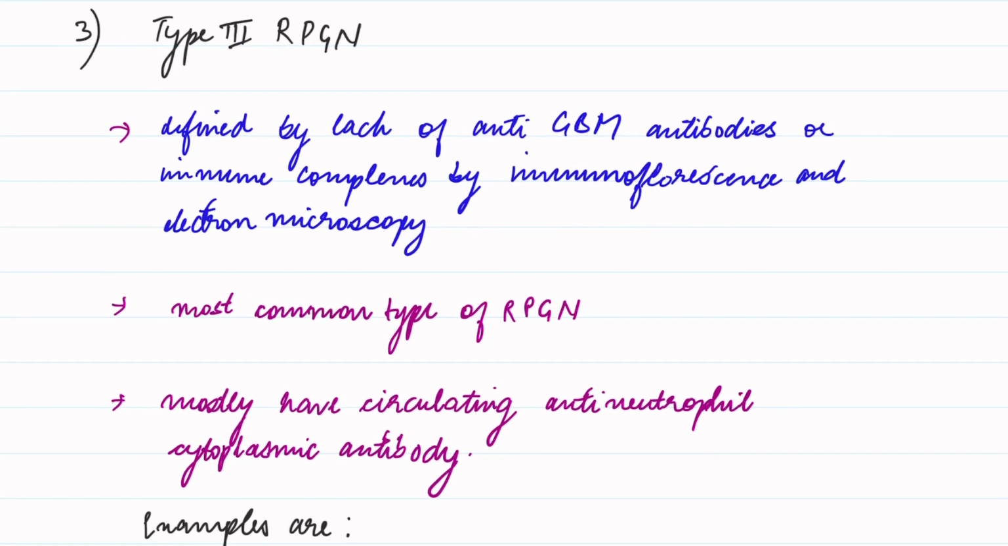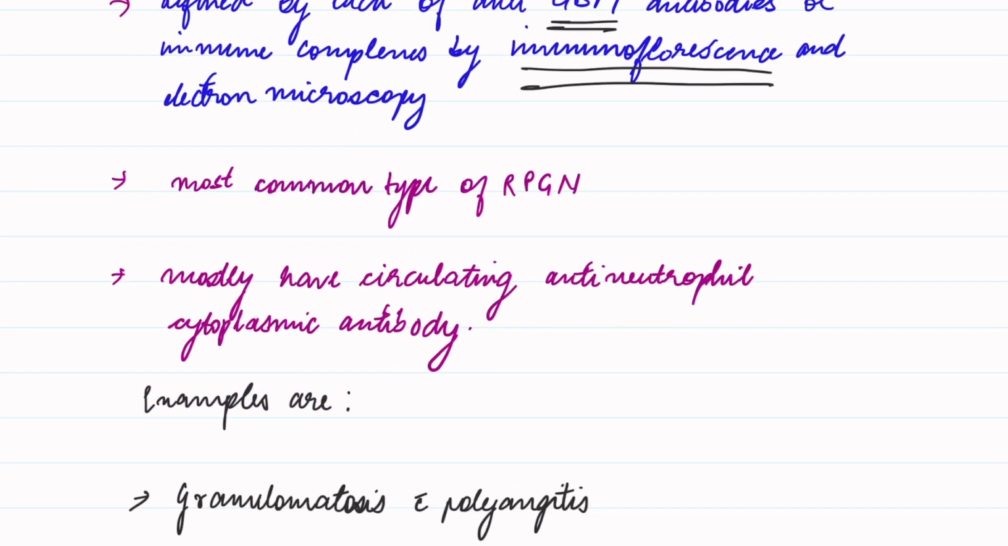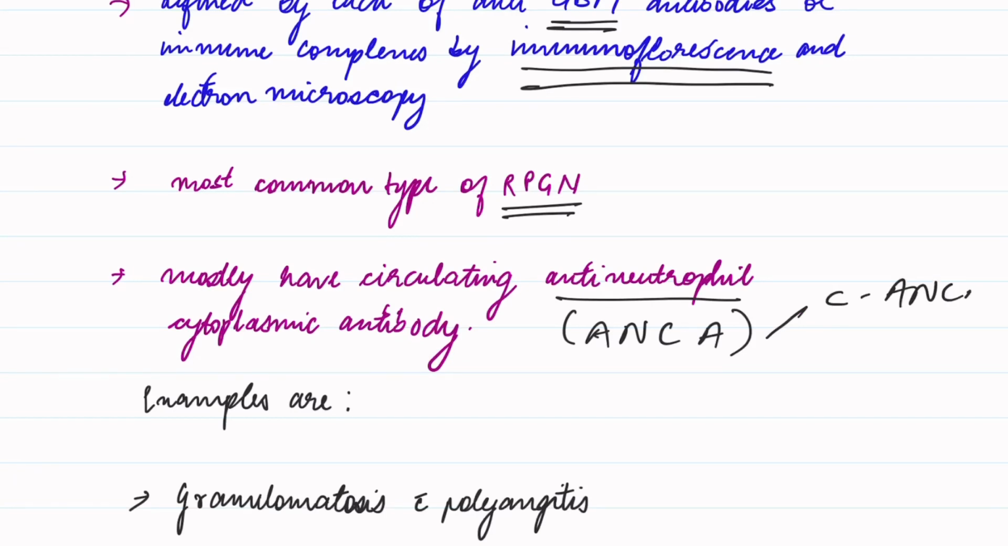Coming to type 3 RPGN, it is defined by lack of anti-GBM antibodies or immune complexes by immunofluorescence and electron microscopy. So there is a lack of anti-GBM antibodies as well as immune complexes. This is the most common type of RPGN. They mostly have circulating anti-neutrophil cytoplasmic antibodies, ANCA, which can be of two types, cytoplasmic ANCA and perinuclear ANCA.